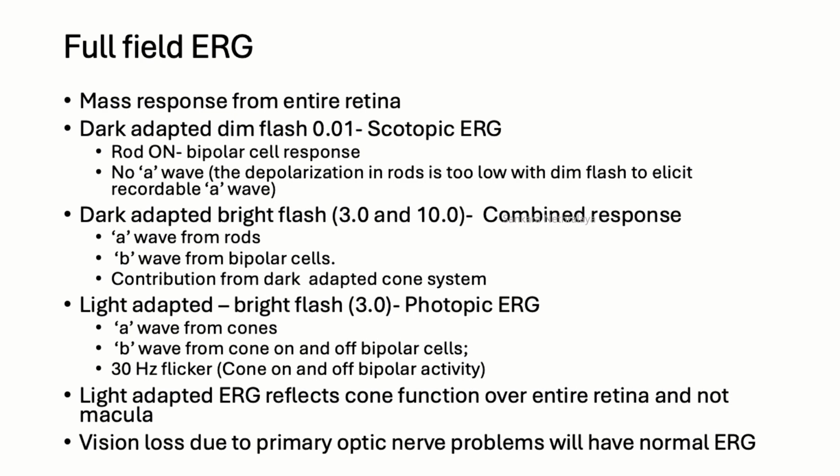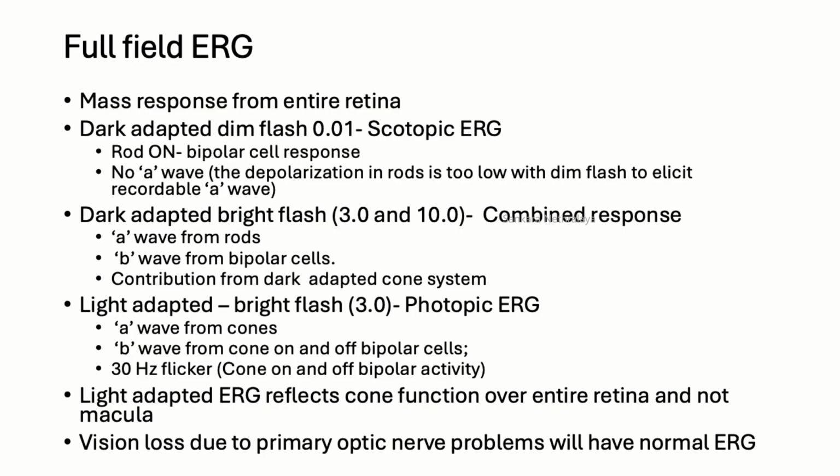Why not with dim flash? Because dim flash fails to stimulate the cones. You require a bright flash to stimulate the cones. So combined response is mainly rods plus some dark adapted cones. It's not all the cones. Then comes the light adapted bright flash. Here it is typically photopic ERG where everything is coming mainly from the cones or cone bipolar cells. So they come from the cones and cone both on and off bipolar cells.